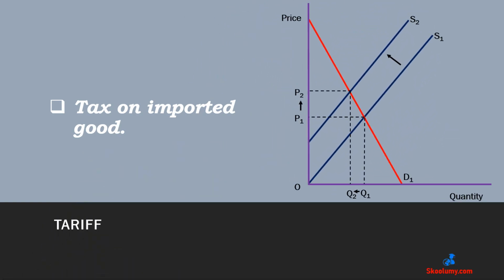The first method of protection is tariff. Tariffs are taxes on imported products. Tariffs raise the prices of imported products and encourage consumers to switch to cheaper domestic products. The imposition of tariffs, therefore, reduces importation.